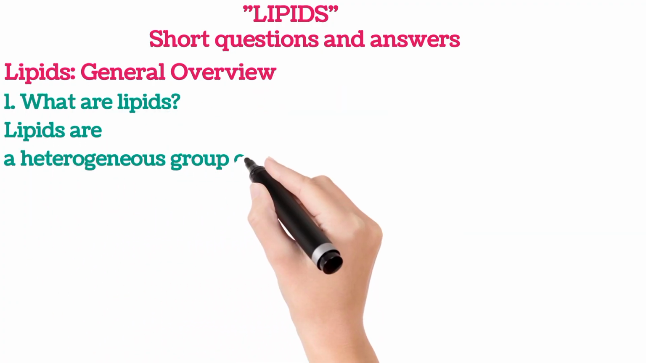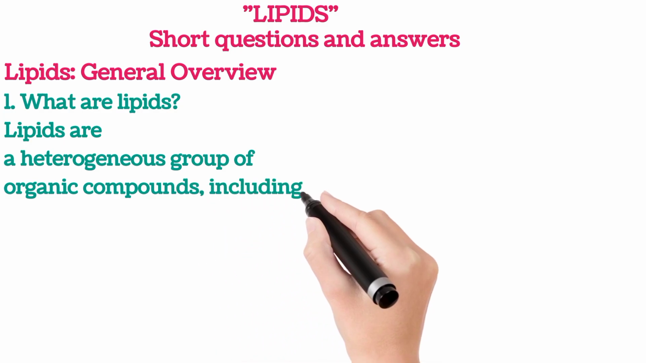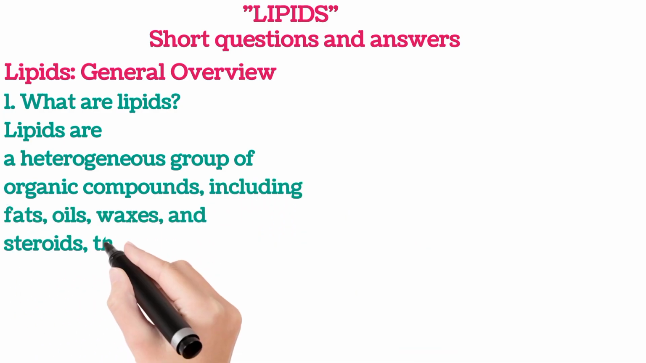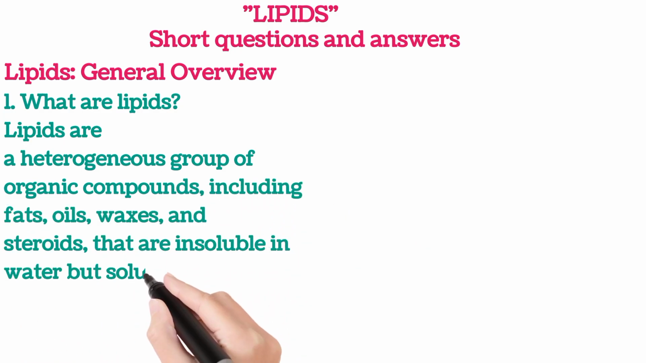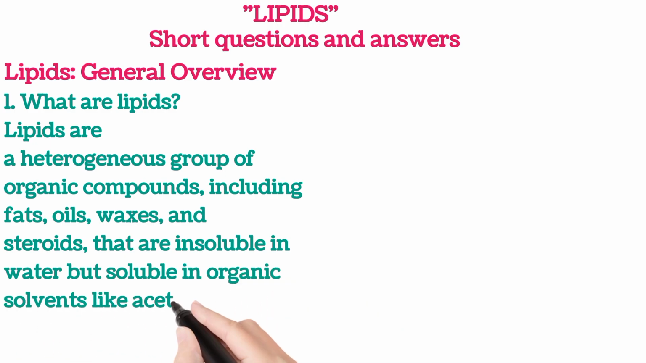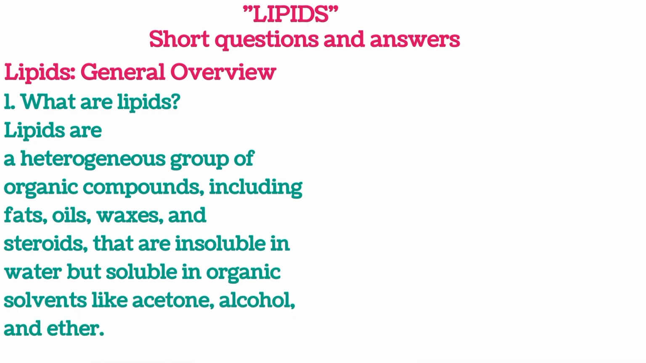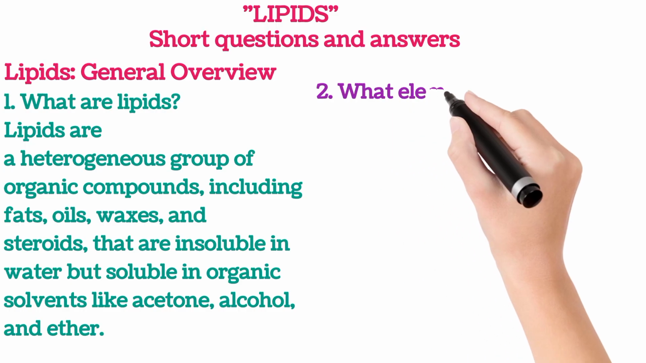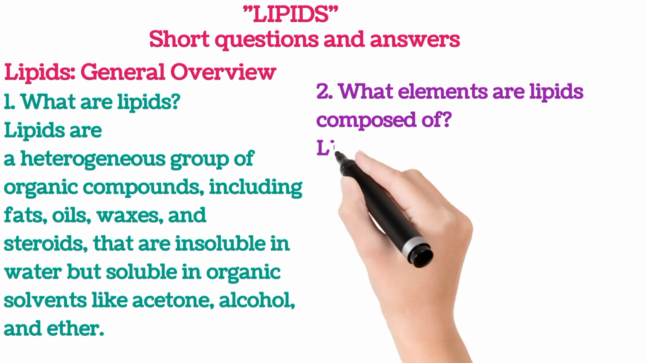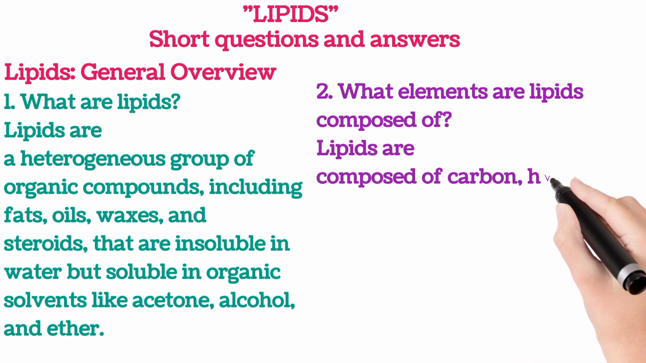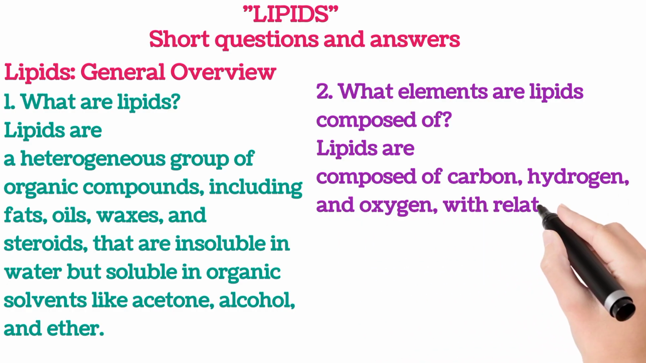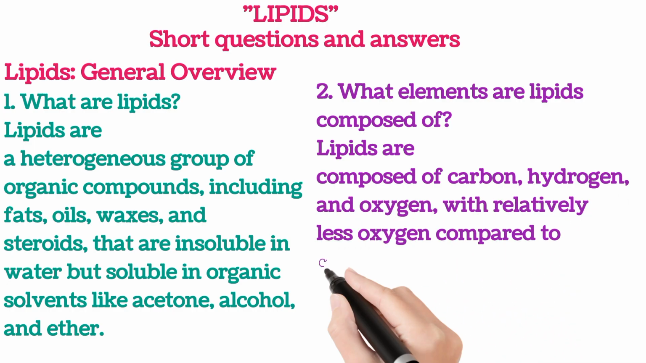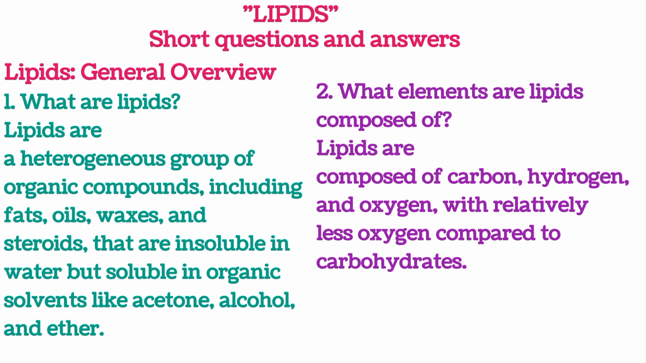Lipids are a heterogeneous group of organic compounds, including fats, oils, waxes, and steroids, that are insoluble in water but soluble in organic solvents like acetone, alcohol, and ether. 2. What elements are lipids composed of? Lipids are composed of carbon, hydrogen, and oxygen, with relatively less oxygen compared to carbohydrates.